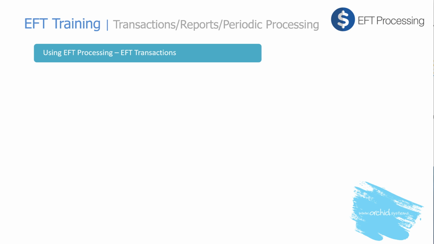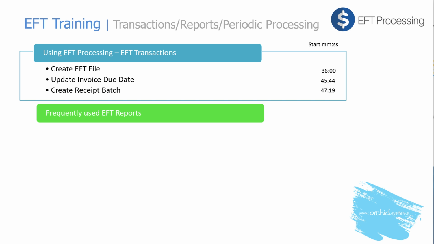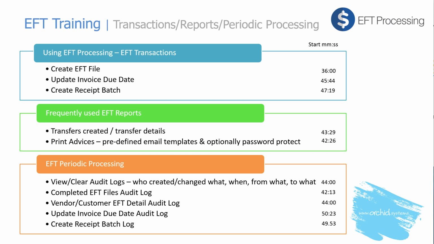We're now going to have a look at the transactions using EFT processing and creating EFT files. So we're going to create an AP payment file and a direct debit receipt file. We're also going to see how we can use update invoice due date and create receipt batch. We're also going to take a look at the frequently used EFT reports, for example, the transfers created either in summary or in detail, and how to print advices and email them to customers and vendors. And we're also going to have a look at all the logs that are kept in EFT periodic processing.